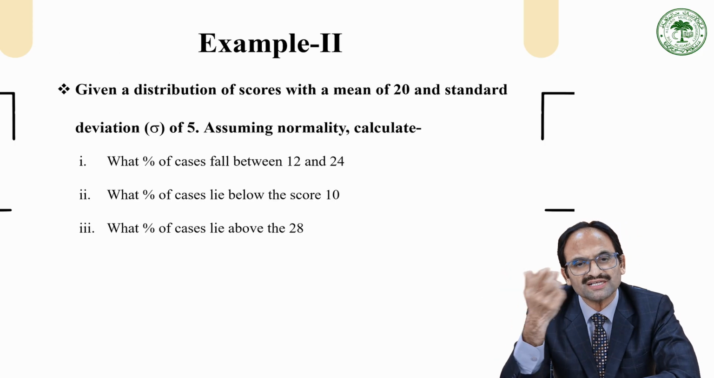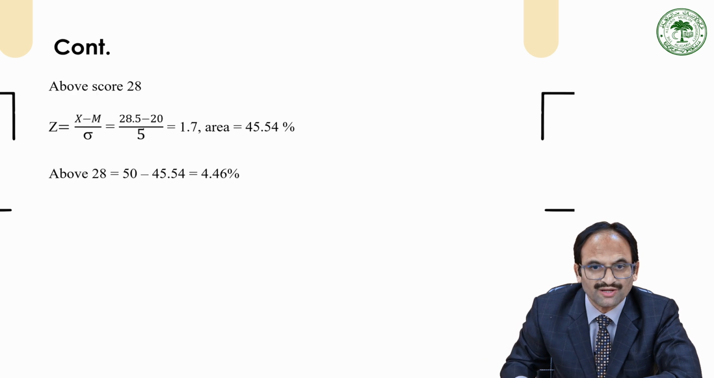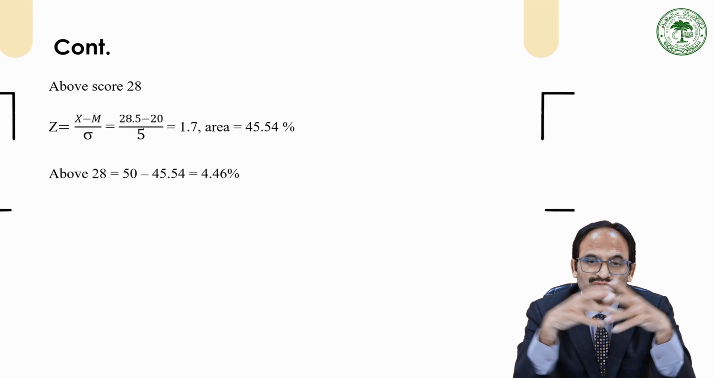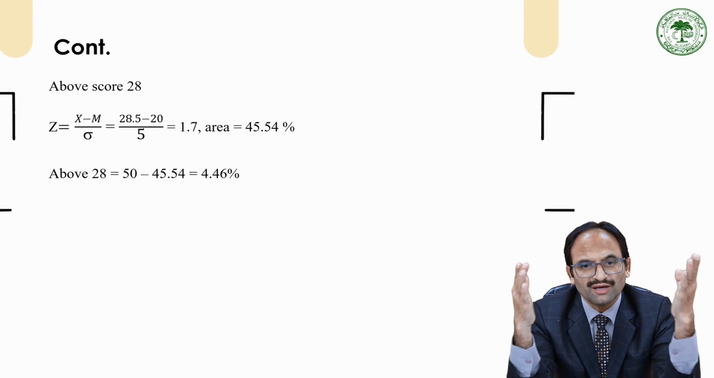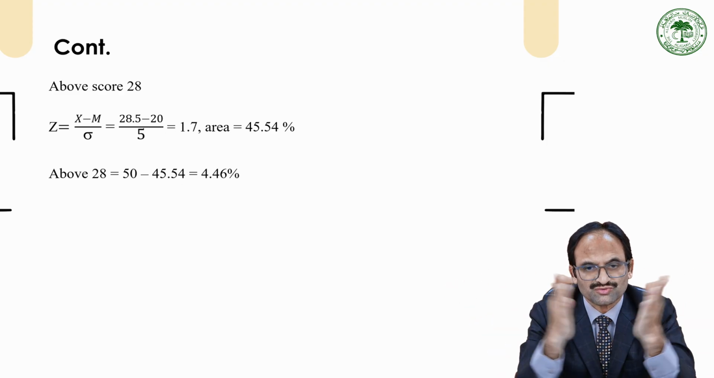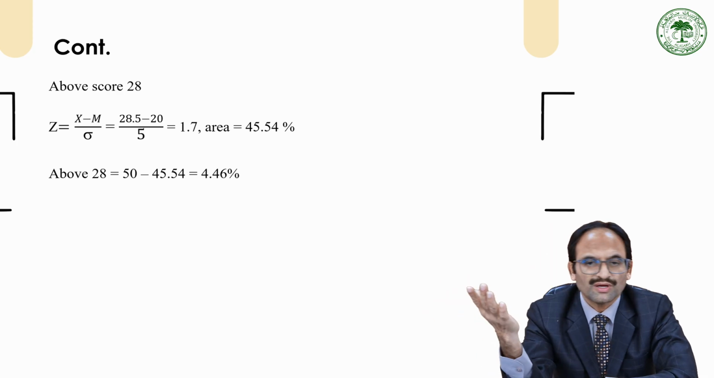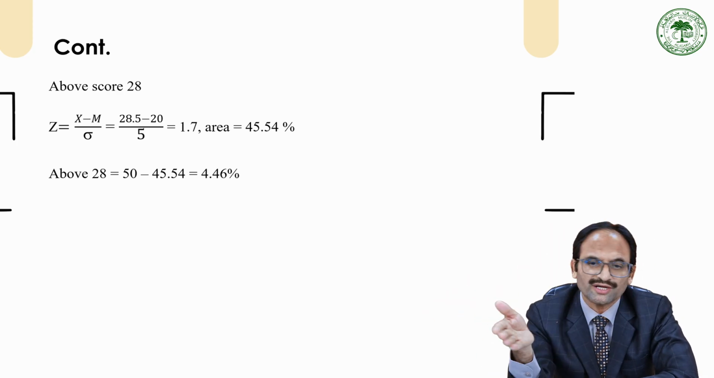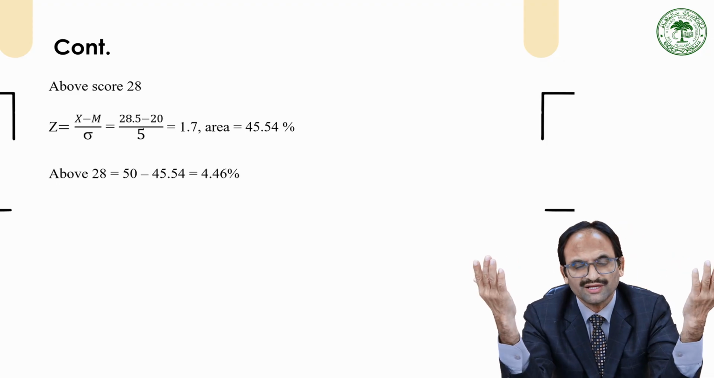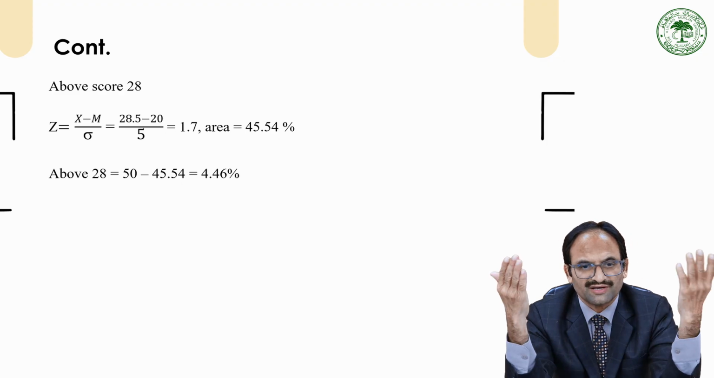Similarly, what percentage of cases lie above 28? In this case, you will first take 28.5. So 28.5 minus 20 upon sigma, that is 5. So you will calculate the z-score, and after getting the z-score, accordingly you will find out the area, and whatever area you are getting, you will subtract from 50, and finally you will get the percentage of cases.